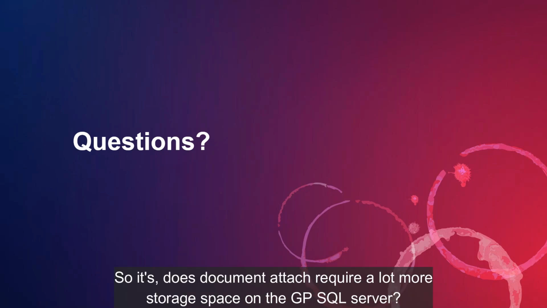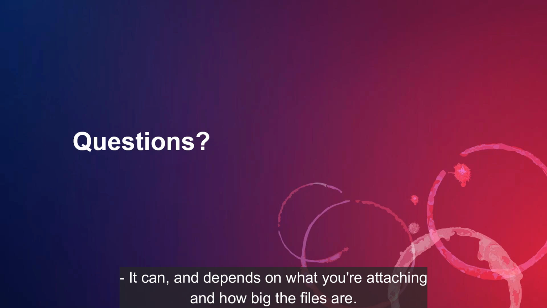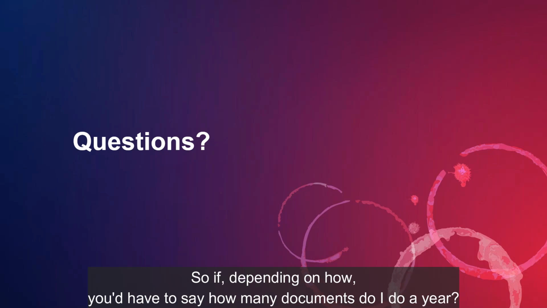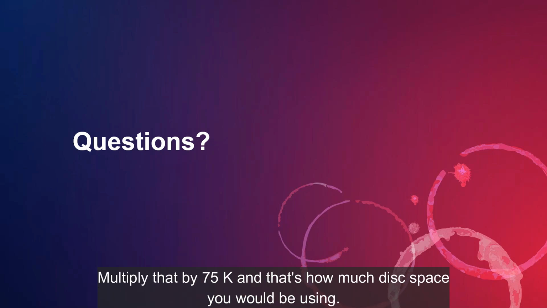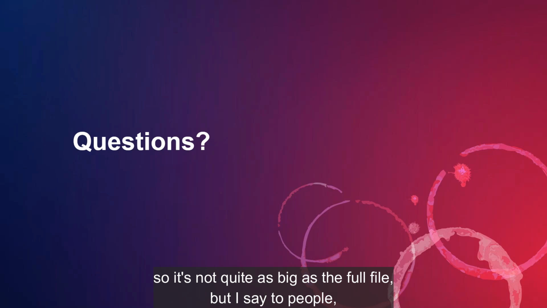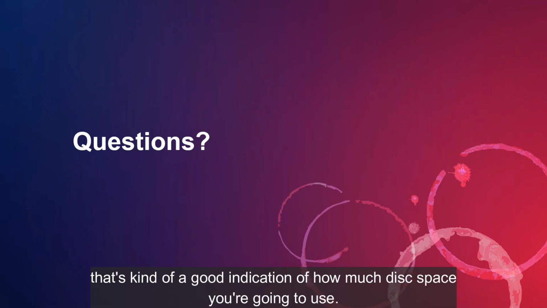Okay. Does document attach require a lot more storage space on the GP SQL server? It can, and depends on what you're attaching and how big the files are. If you're just putting scans of PDFs, they run somewhere about 50 to 75K. You'd have to say how many documents do I do a year, multiply that by 75K, and that's how much disk space you would be using. It actually does some compression as it puts it in, so it's not quite as big as the full file. But I say to people, that's kind of a good indication of how much disk space you're going to use.